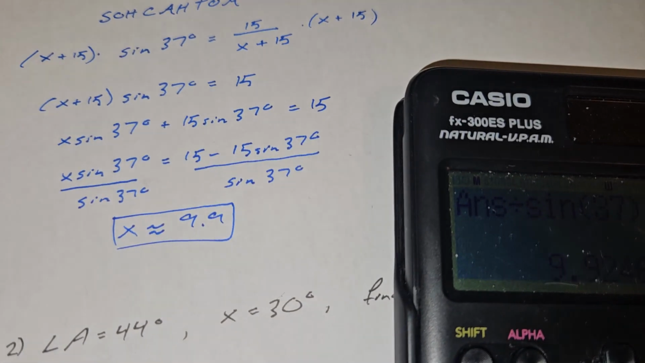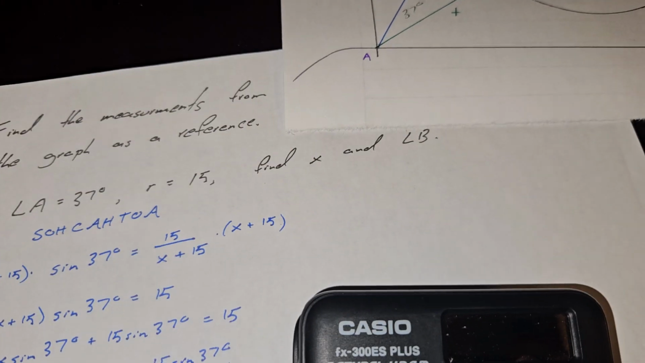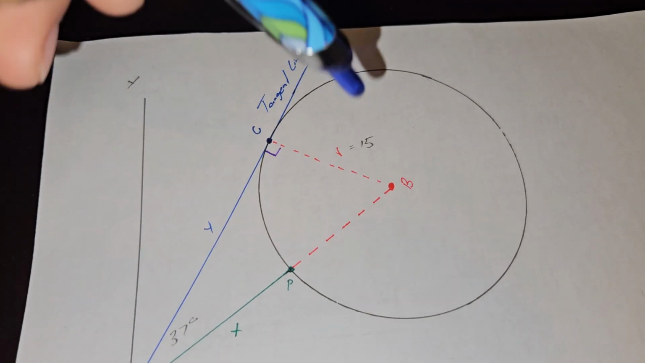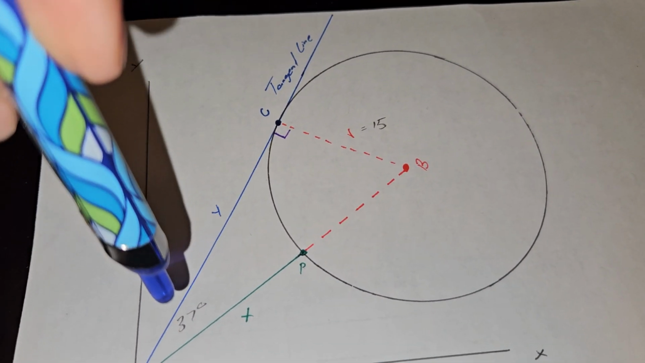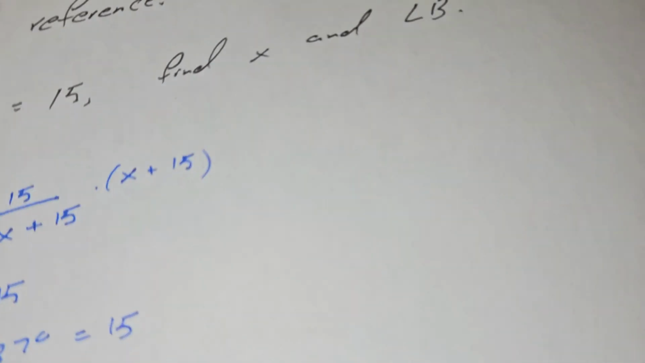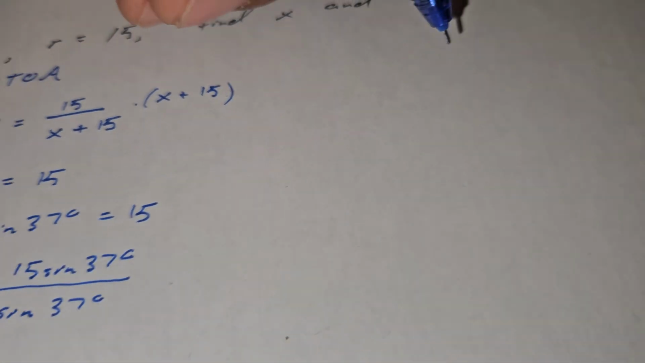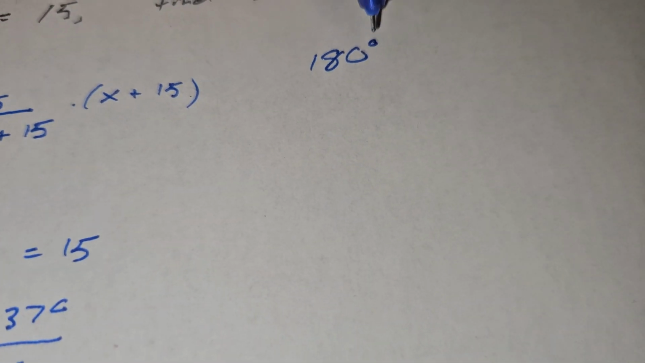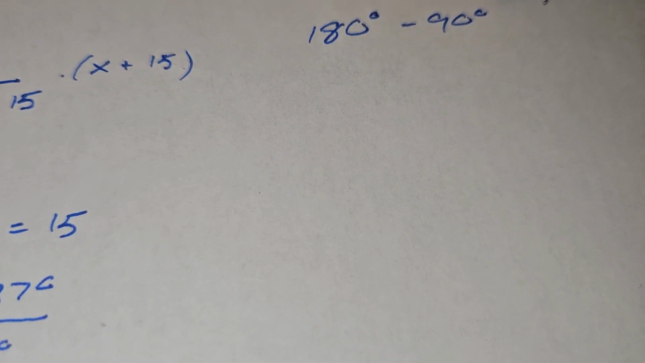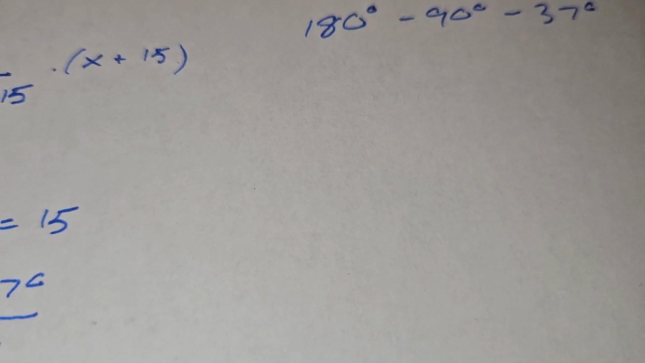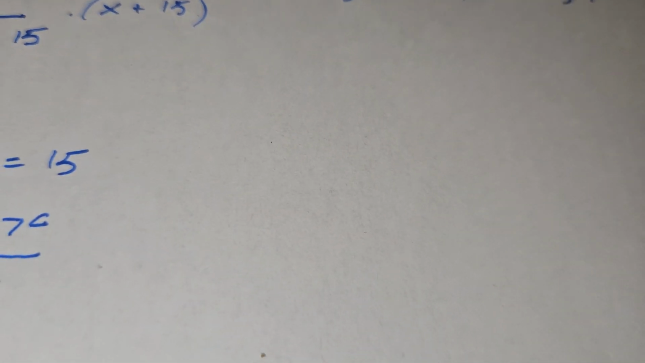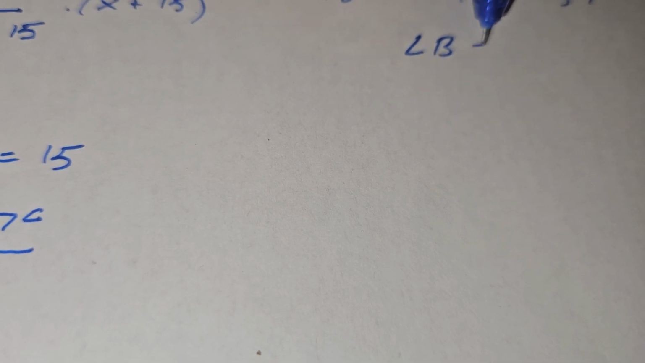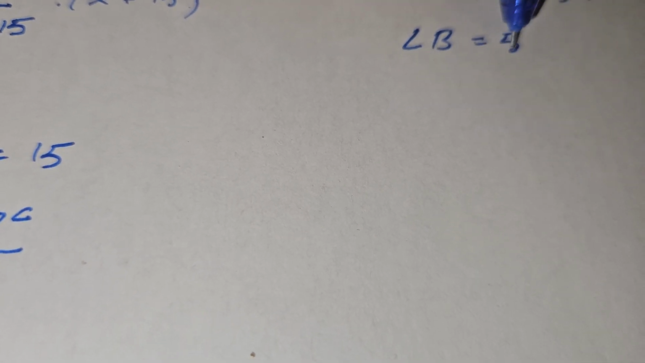So let's find our angle. What's it looking for? Angle B. So it wants this angle. This is 90 degrees. Remember, right triangle, 90 degrees. So how do we find angle B? That's easy. Remember that a triangle's angles are always going to be equal to 180 degrees. So we're going to subtract 90 degrees, and we're going to subtract 37 degrees. And this is going to give us 53 degrees. So angle B is equal to 53 degrees.